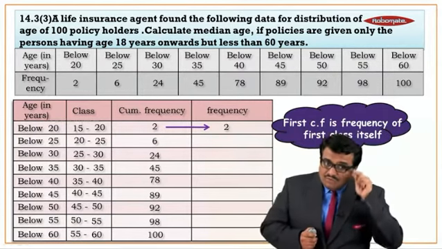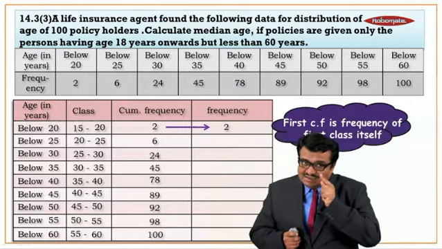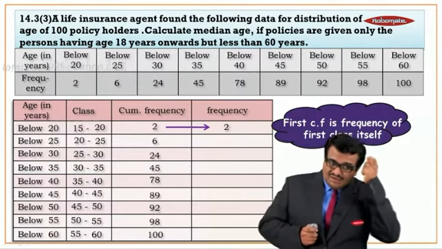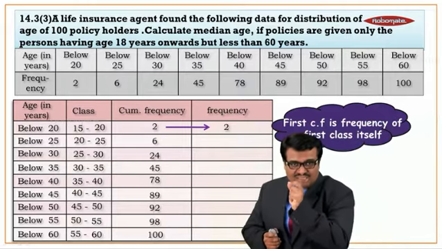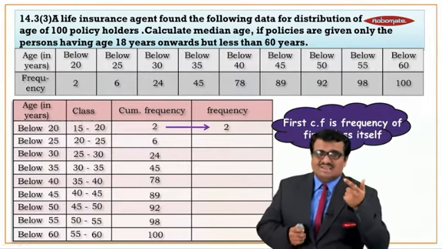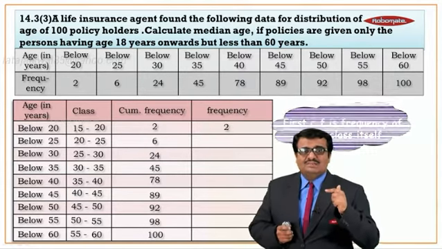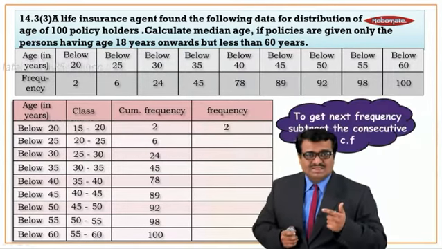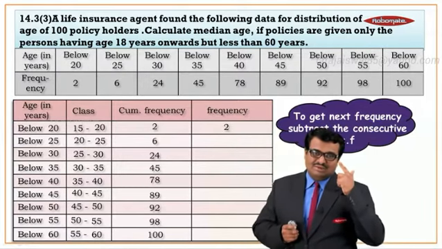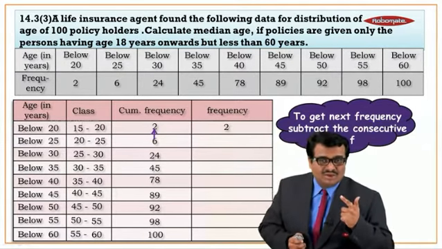Now, if you remember in cumulative frequency how we were finding it, we added the frequency to the next, and we got the second cumulative. Now here we have to subtract. Is it clear? How will you get the remaining frequencies? To get the next frequency, subtract the consecutive cumulative frequencies. So how are you going to subtract? You are going to subtract this way.